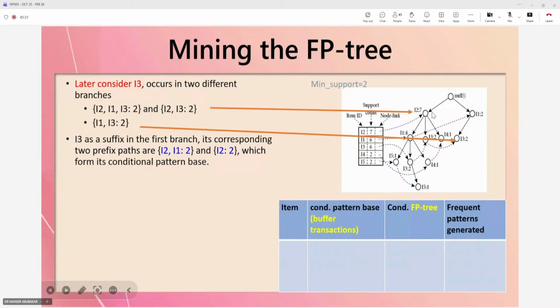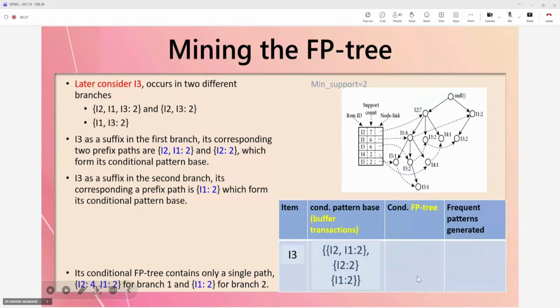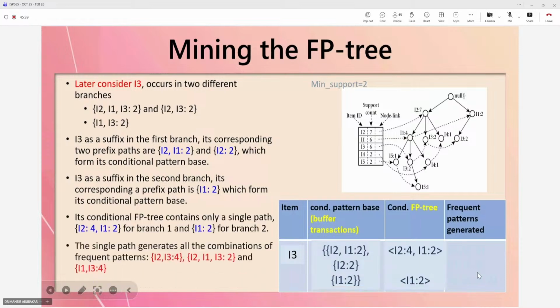So the explanation is almost the same. Then next, what is generated here by considering the support count? All of them here, the support count is 2. So you can see for I3, the frequent pattern generated for I3 is here. All of them satisfy the minimum support.